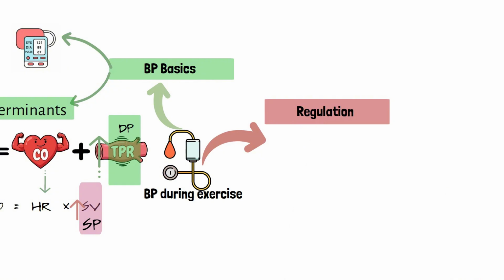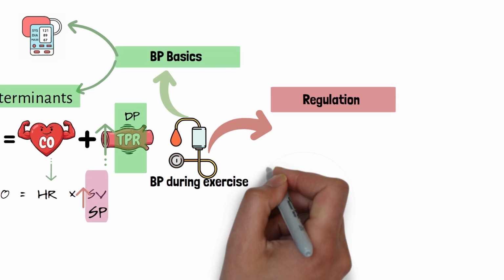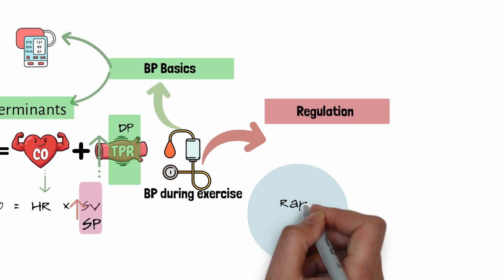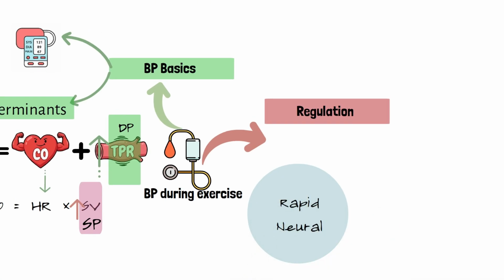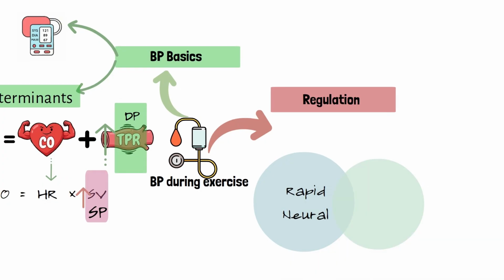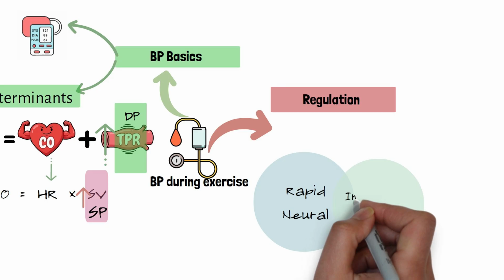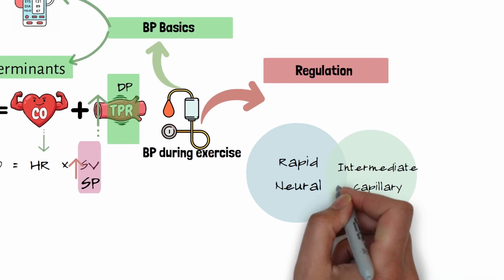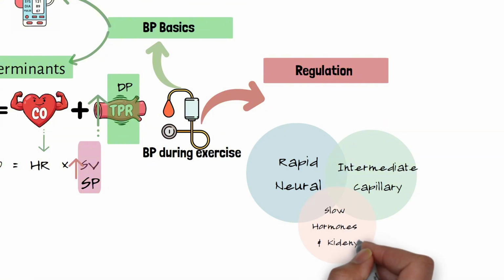Now moving to the second point in our topic today, regulation of blood pressure. How is pressure regulated? Actually, we have three major regulatory mechanisms: the rapid neural, the intermediate capillary, and the slow hormone and kidney. Starting with the fastest response, which is the rapid neural regulation of blood pressure.